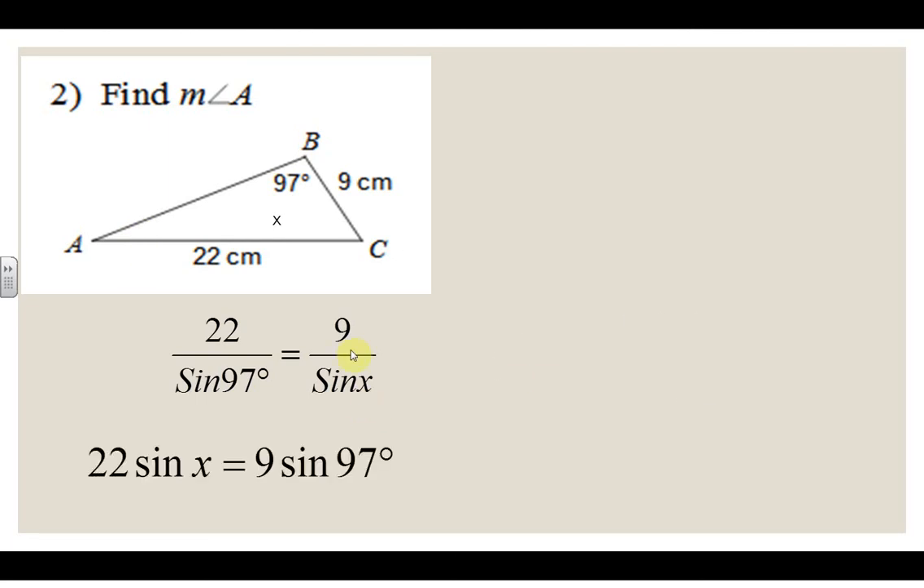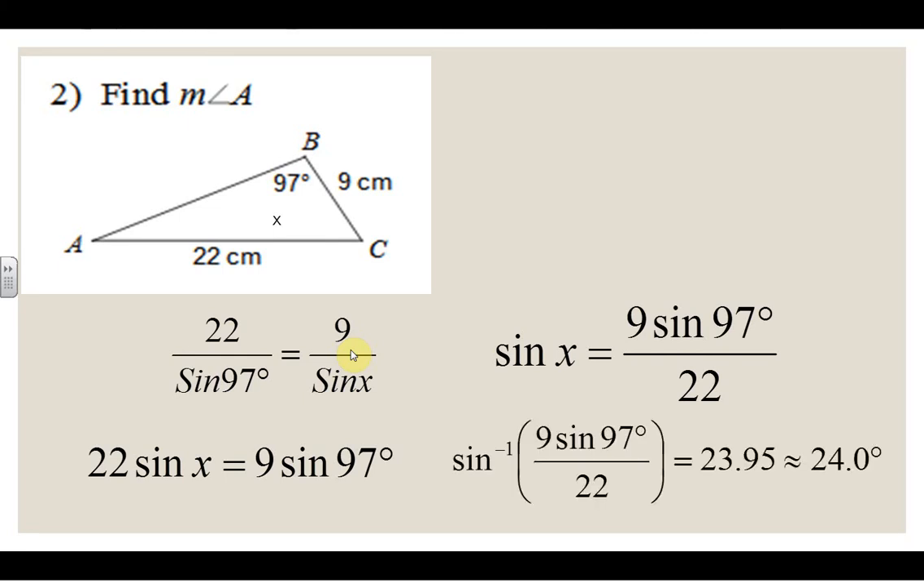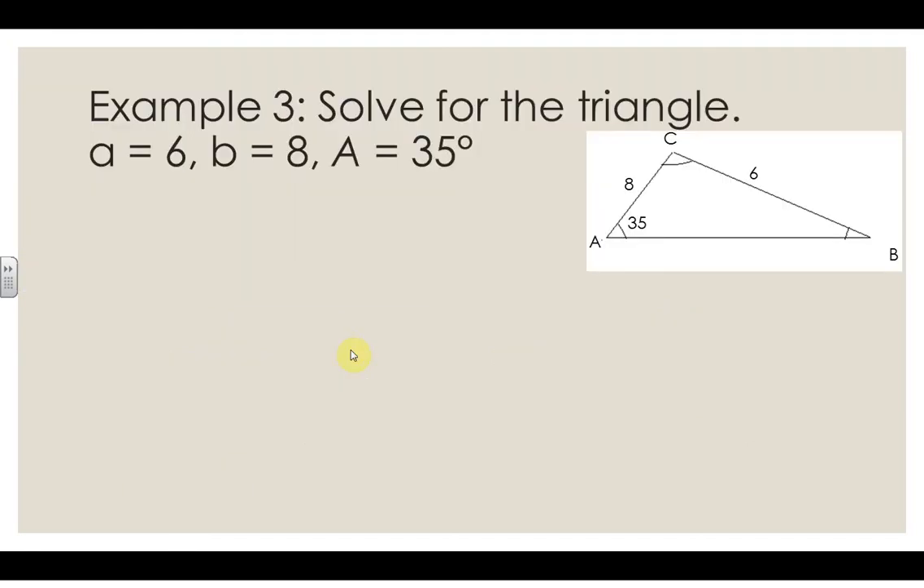Cross multiply, divide. But now because we're looking for the missing angle, this is where you do the inverse function. And you guys should be pros at that by now. You plug all that into your calculator, out pops 23.95. You round to the nearest tenth, you get 24 degrees. Boom. That's basically it.